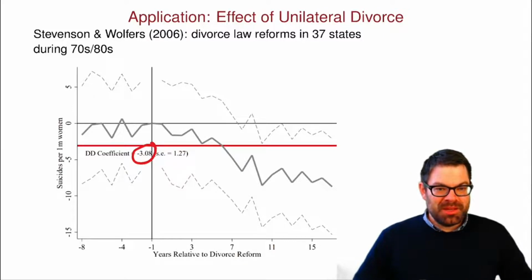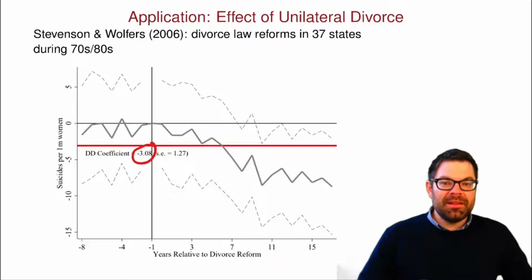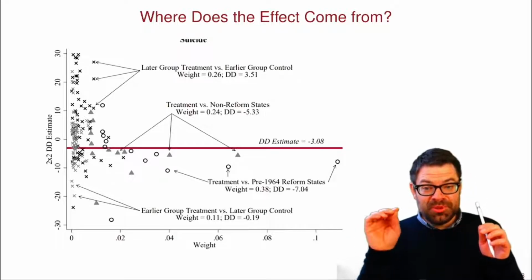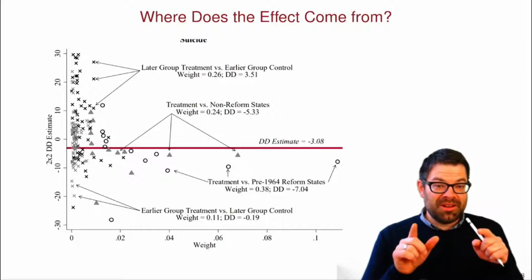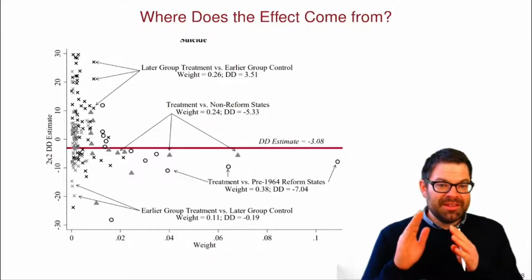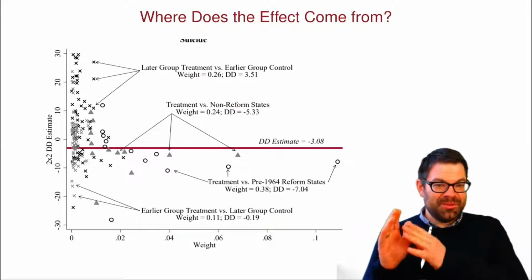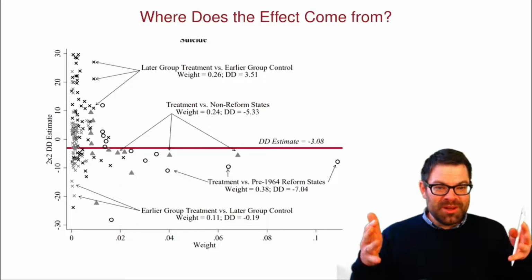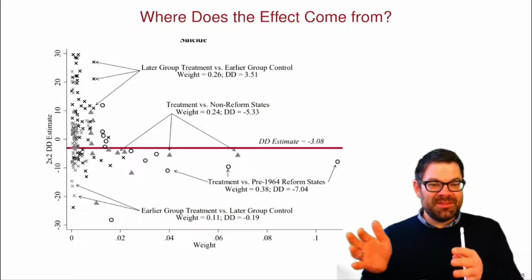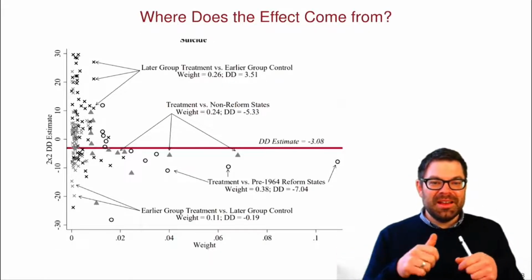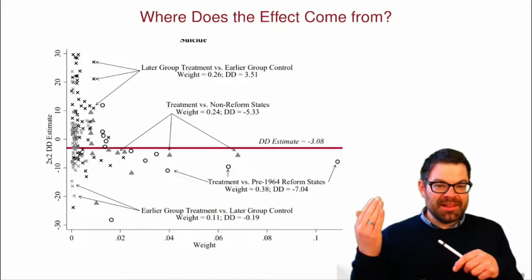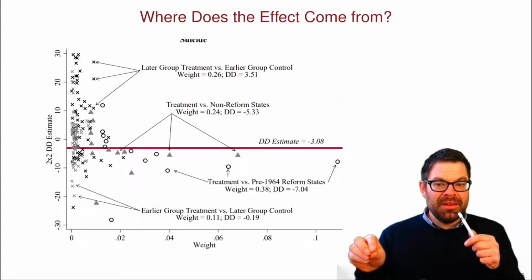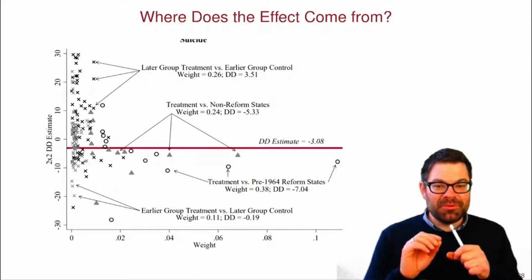let's do the decomposition. I'm taking this all from Goodman-Bacon's paper, and let's see what he finds there. So what you see here is each of those dots is one 2x2 pair. Now here you have lots of 2x2 pairs because you have the early adopters, the late adopters. You have 37 states that implement this reform over a period of over 20 years. So you have lots and lots of comparisons, early versus late, late versus early, and so on. On the vertical axis, you see the difference-in-difference estimate for that group. And on the horizontal axis, you see the weight of this particular group.